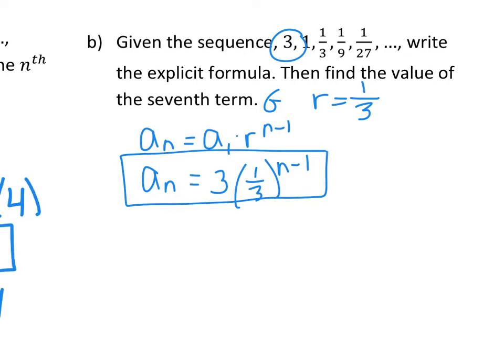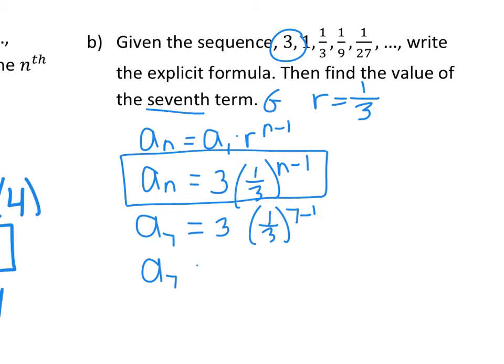There's nothing that you can simplify. You cannot do 3 times 1/3 because 1/3 has an exponent. So you have to leave it as is. Now to find the 7th term, all I'm going to do is plug in 7 for n. So the 7th term, a sub 7, equals 3 times 1/3 to the 7 minus 1.